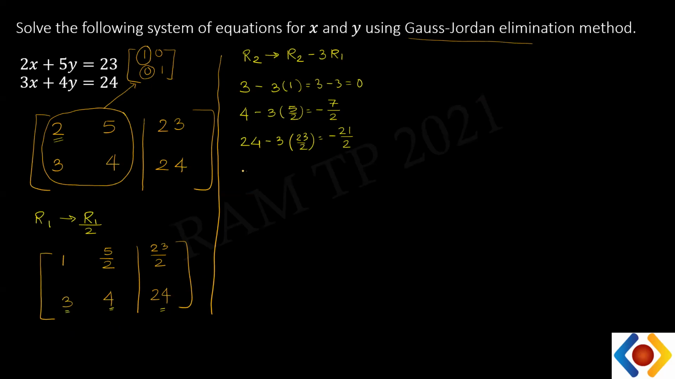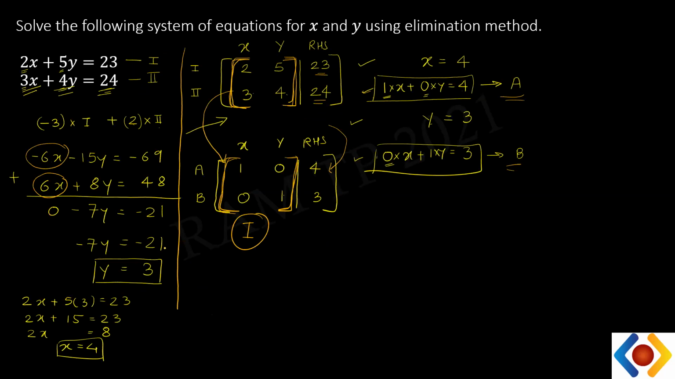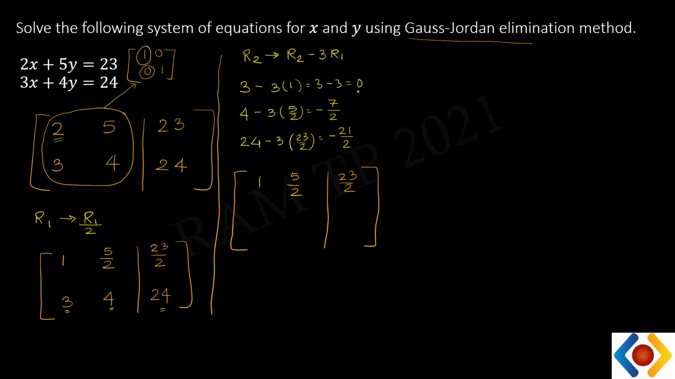So let's write down the new matrix. We didn't do anything with row 1, so row 1 stays as it is. We are doing elimination. You remember that we got this 21 here. Okay. Second row will become 0, second element negative 7 by 2, third element negative 21 by 2.